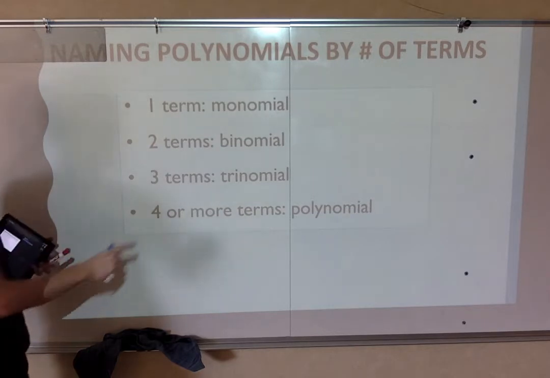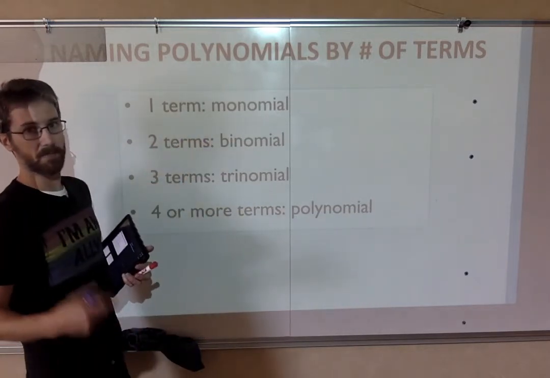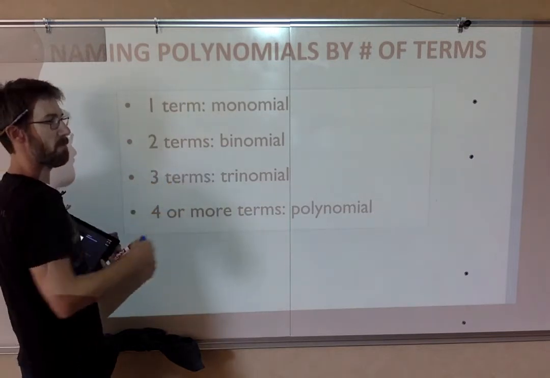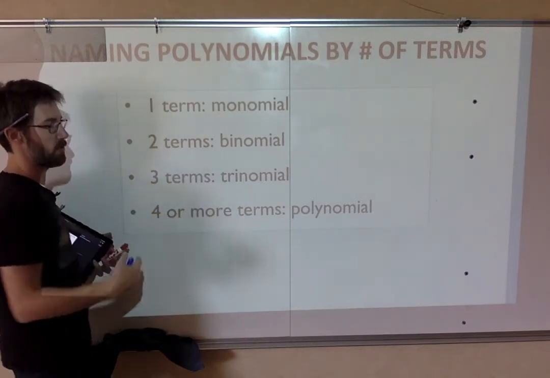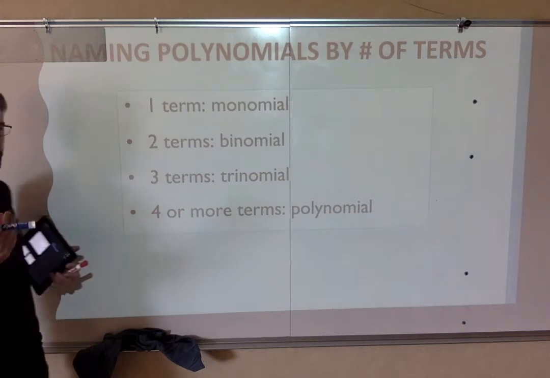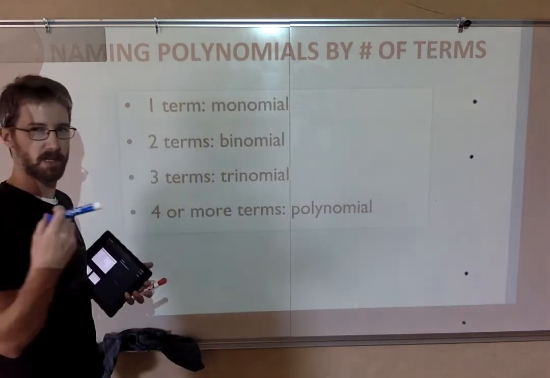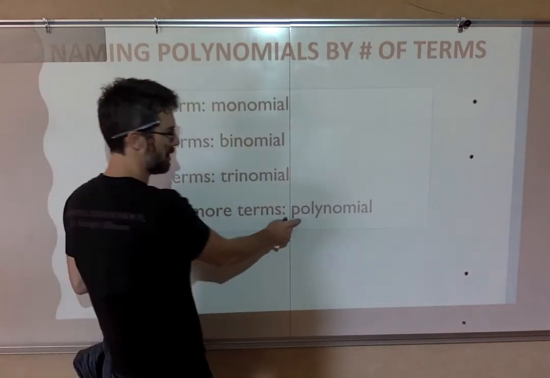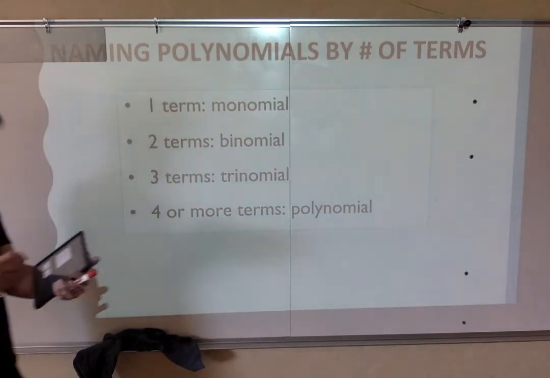If there's only one term, right? Mono means one, so that's a monomial. Bi means 2, so binomial. Tri means 3, so trinomial. We don't get into quadnomials and pennomials and stuff like that. If it's 4 or more terms, we just call it a polynomial.